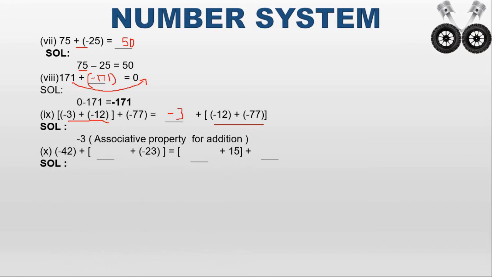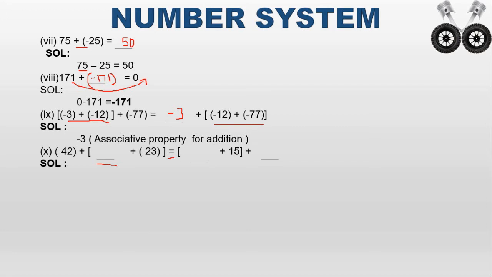So what is the next problem? Minus 42 plus, within a bracket, dash plus minus 23, which is equal to, the bracket is there first, then dash plus 15, then plus dash. So what is given here? First the integer is given plus within a bracket the two values are written, which is equal to, first the bracket is written, after that one integer is written. So that means here we are interchanging the bracket. So what property is used? The associative property is used.